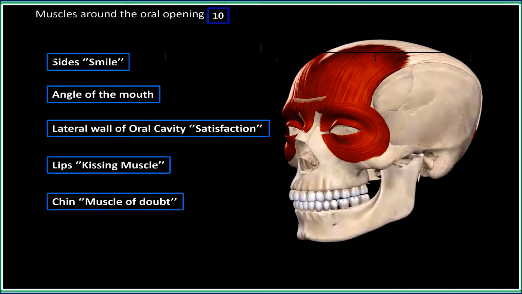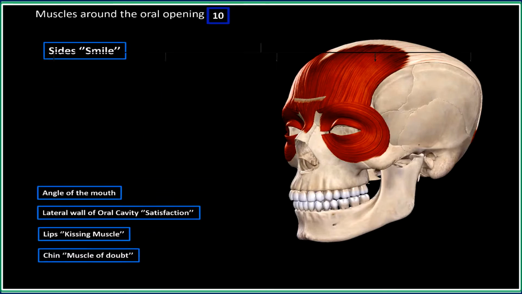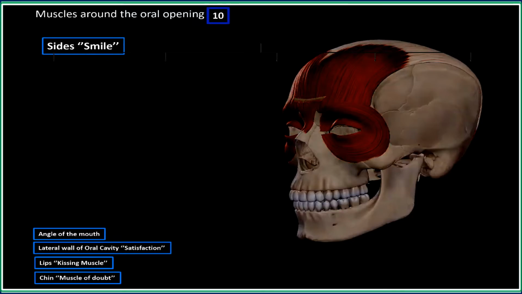Next, we have the muscles around the oral opening, and these are 10 muscles divided into 5 groups based on the facial expression they produce when they contract. The first group are the muscles on the side of the mouth that produce a smile.